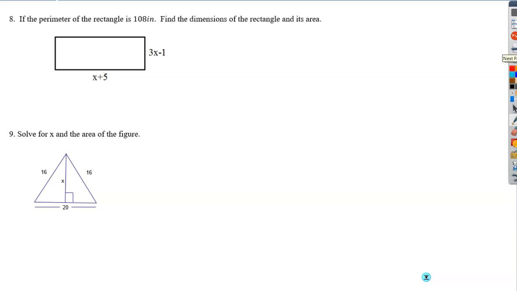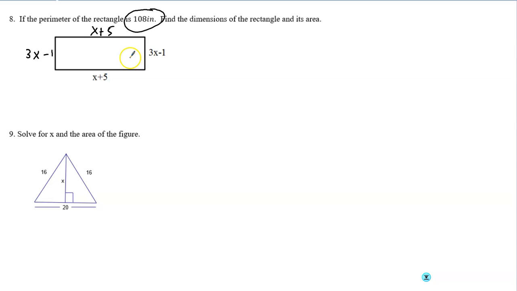In 8, we know the perimeter is 108. Find the dimensions and its area. So I got a lot to do here. All right, first of all, I know that the perimeter is 108, but in a rectangle, I would probably first label my other sides so that they match, because I don't want to just add these two. That wouldn't be the whole perimeter.